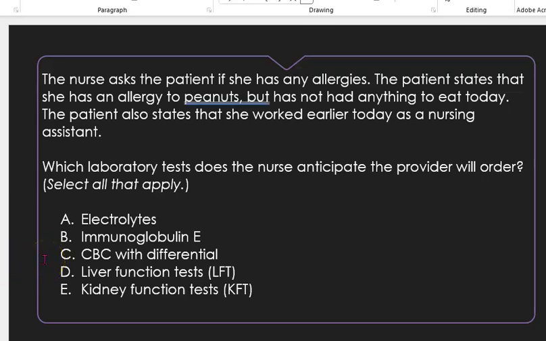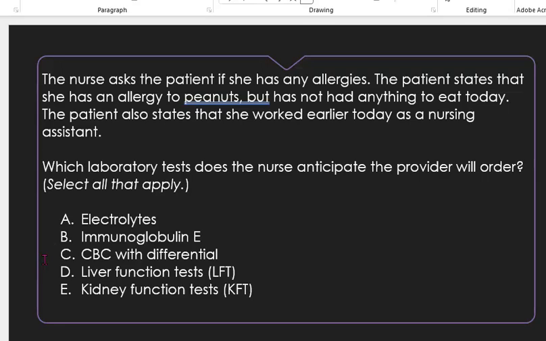The nurse asks the patient if she has allergies. The patient states that she has an allergy to peanuts, but has not had anything to eat today. The nurse also learns that she worked early today as a nursing assistant. What laboratory test should the nurse anticipate the provider will order?